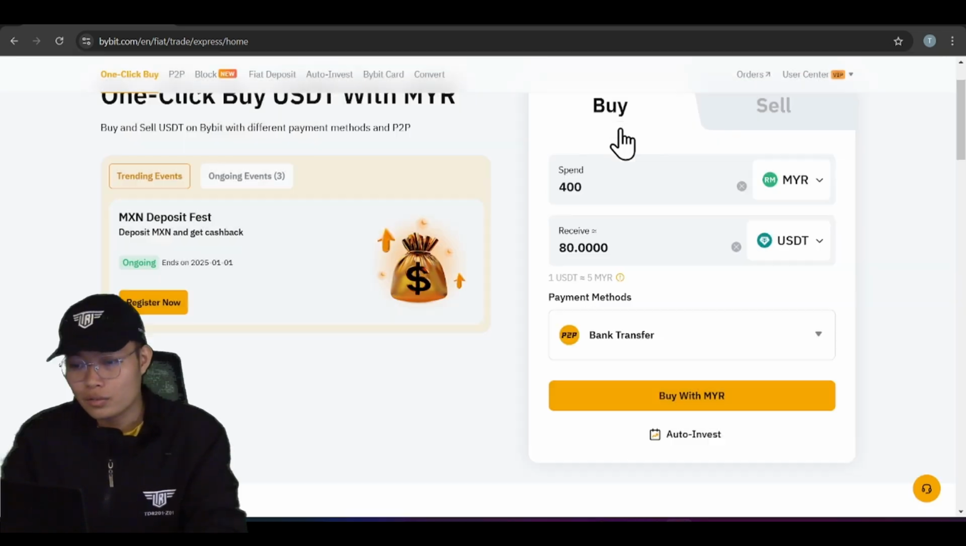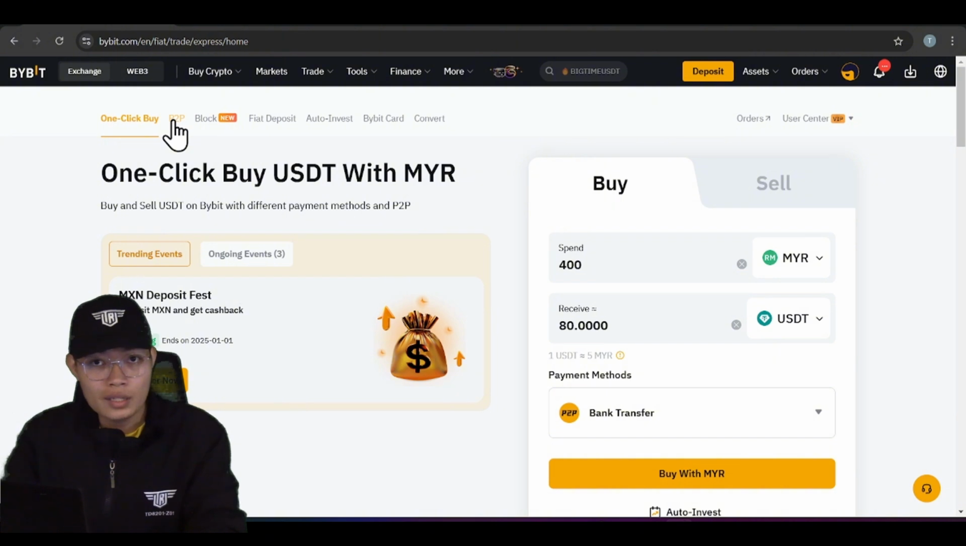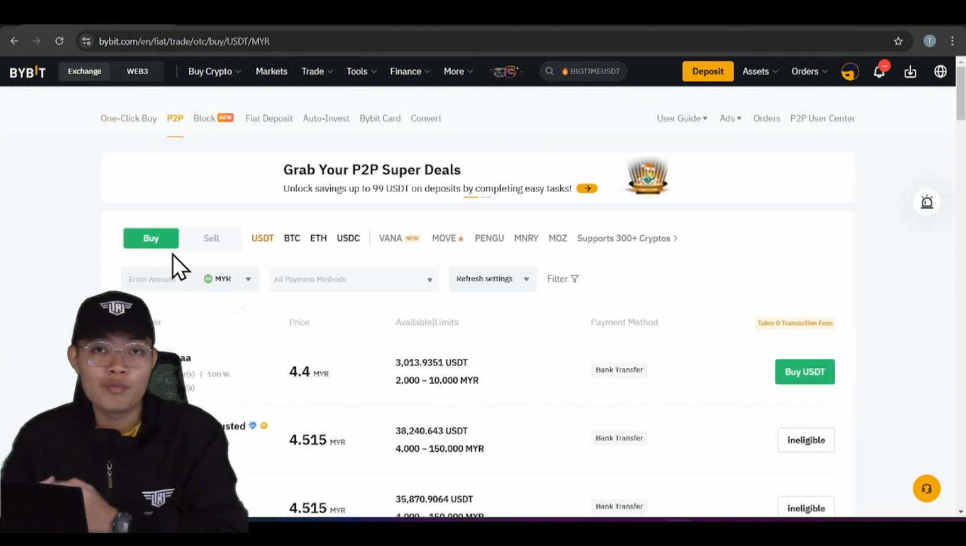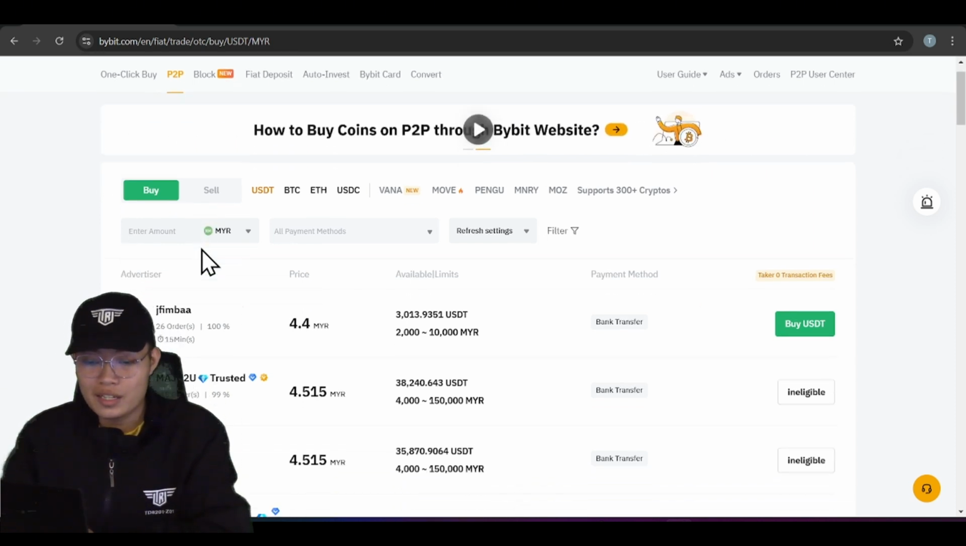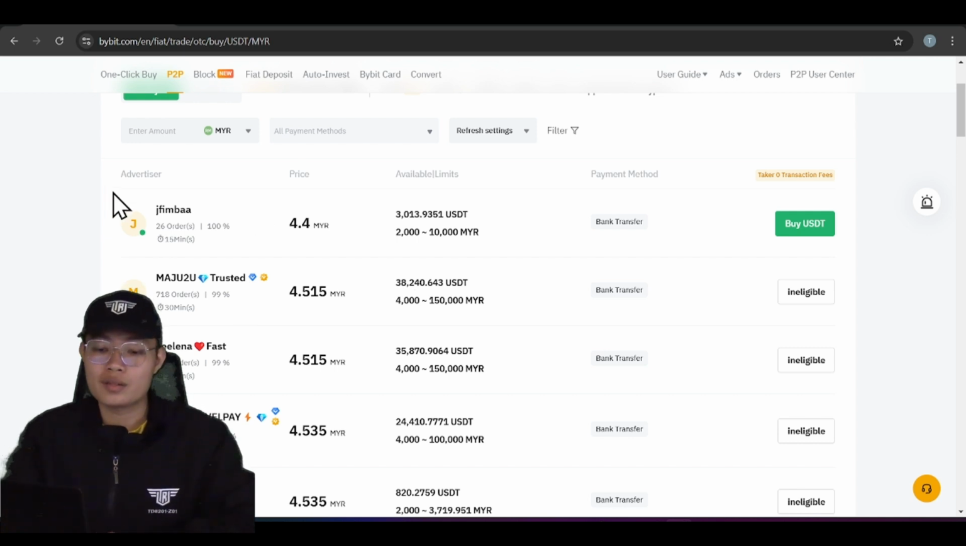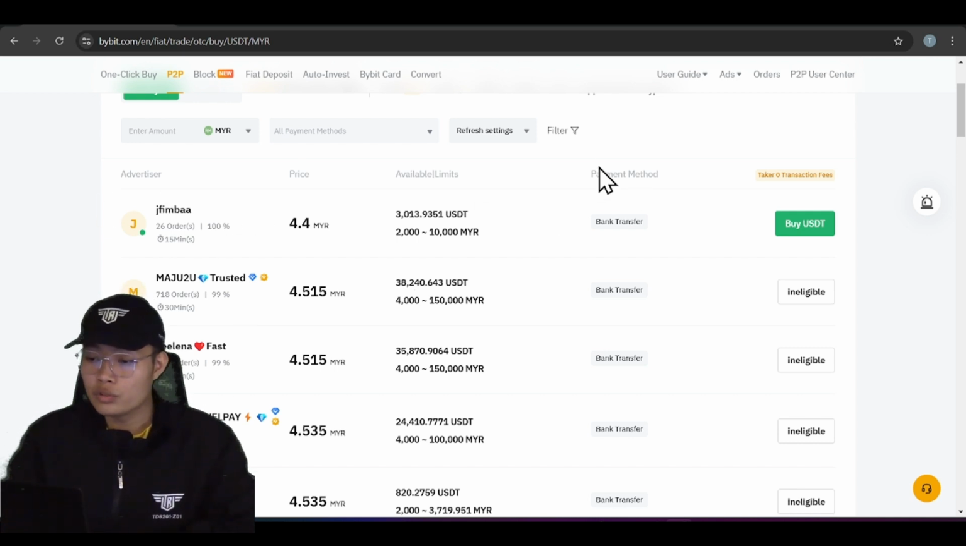The next option is P2P, where there are a lot of sellers and buyers selling their cryptocurrency. You can see here all the sellers selling their cryptocurrency, and here are the rates they are selling at. Here are the limits you can buy from each seller, and they also provide different payment methods, for example Touch 'n Go, Shopee, and bank transfers.